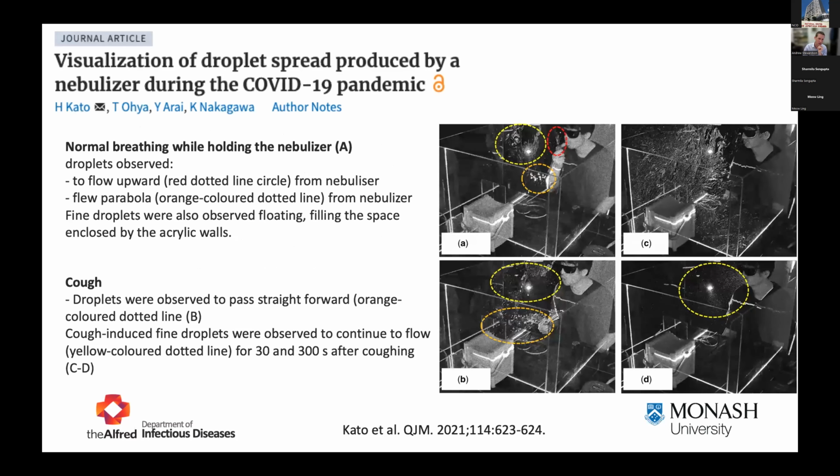So what I did was to go back and have a little bit of a look at evidence around nebulizer therapy, and there are quite a few really interesting papers, as you can imagine, that have come out over the last few years. This particular paper just shows the pattern of droplet production during nebulizer therapy and also during a cough, and it did show that with nebulizer therapy there are fine droplets that were observed floating and filling the space inside this chamber that was made for the purposes of this experiment, similarly to coughing.